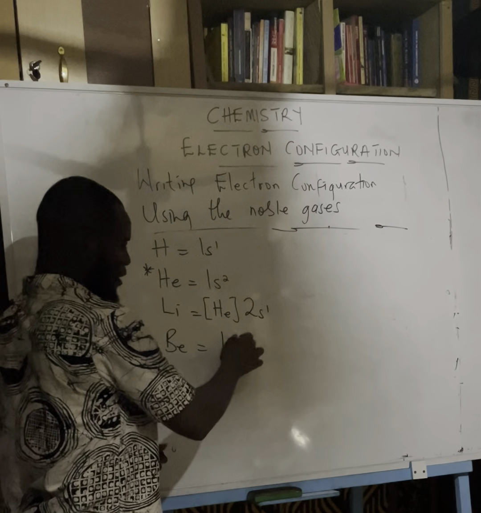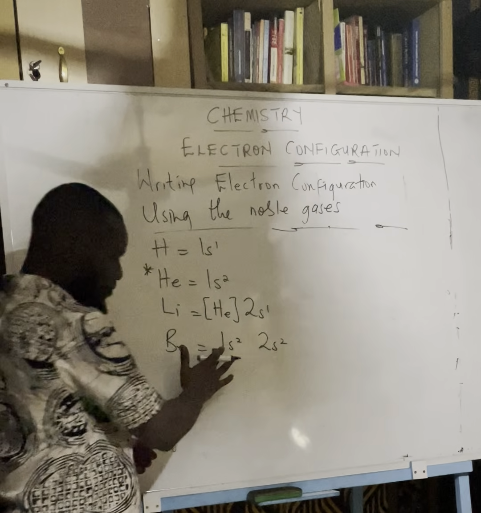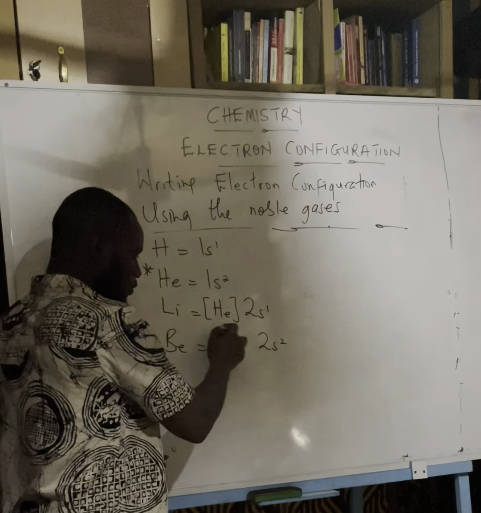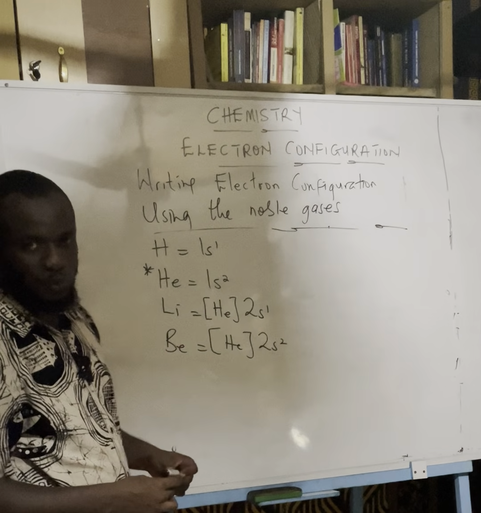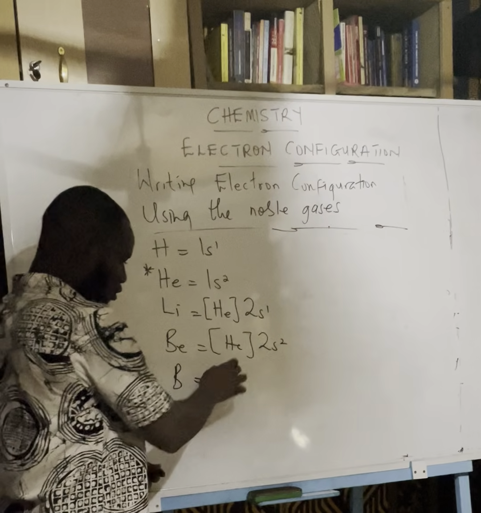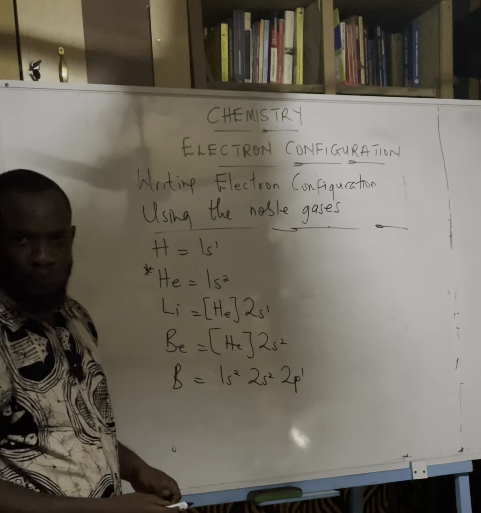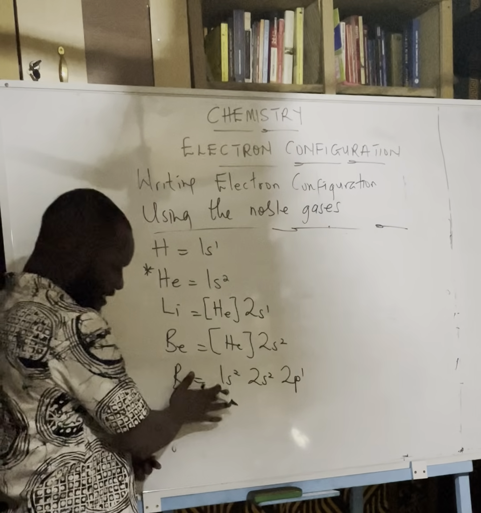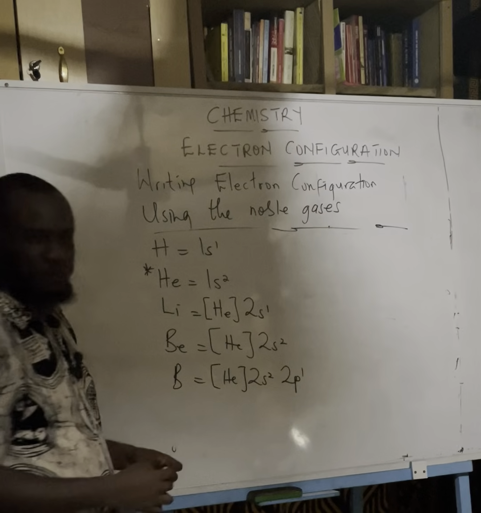Beryllium, which is 1s2, 2s2. So what does it mean? It means this 1s is the 1s of helium, then 2s2. Then when we come to boron, we have 1s2, 2s2, 2p1. So 2p1 here means that the 1s here represents the electron configuration of helium.